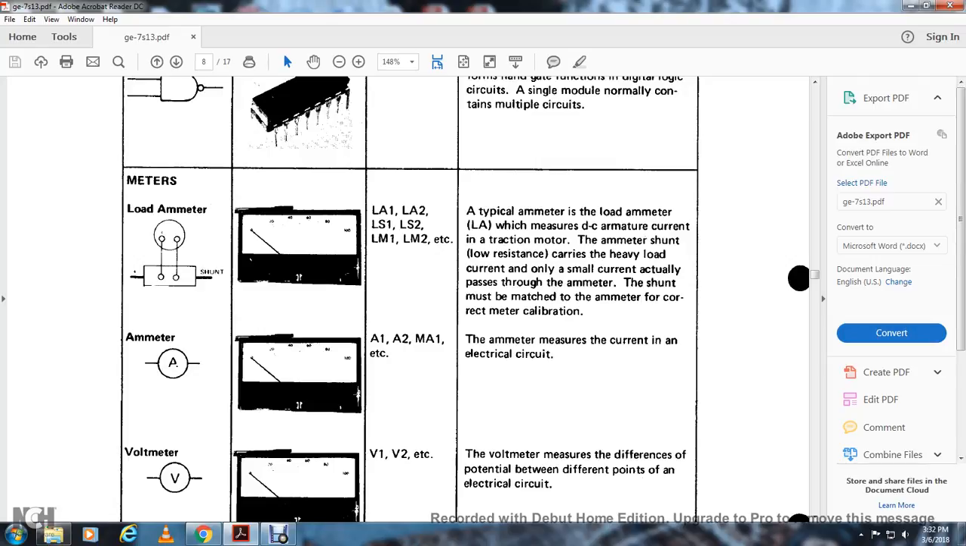The armature shunt has low resistance and carries heavy load current. Only a small current actually passes through the ammeter. The shunt must be matched to the ammeter for correct meter calibration.